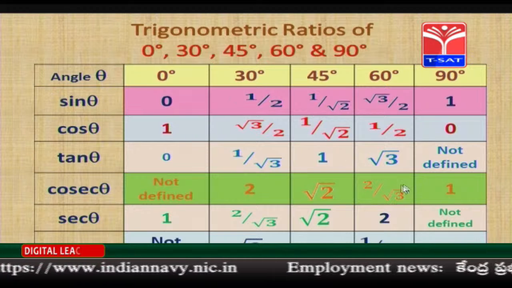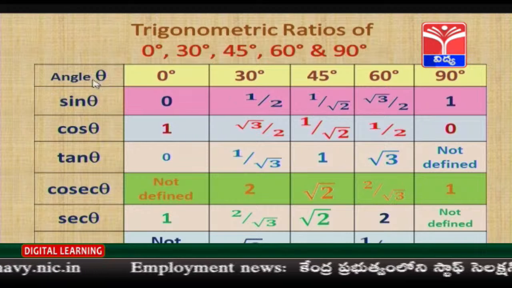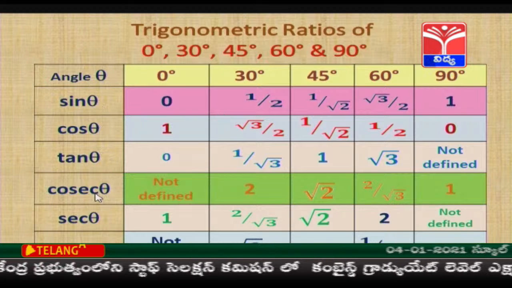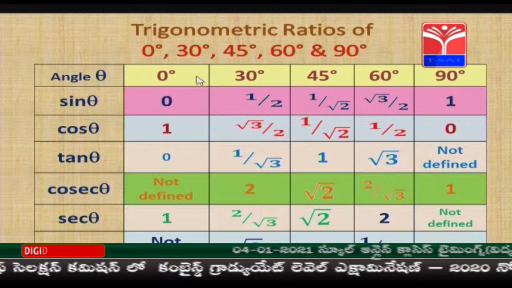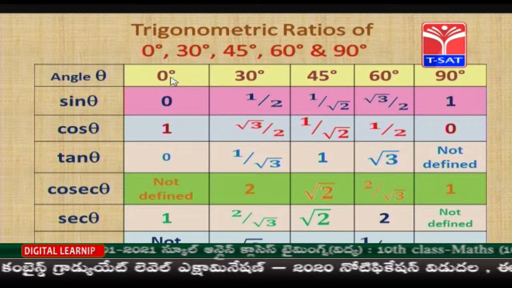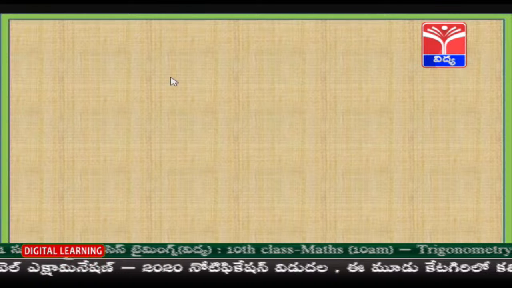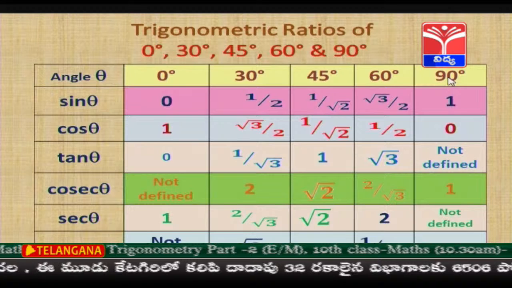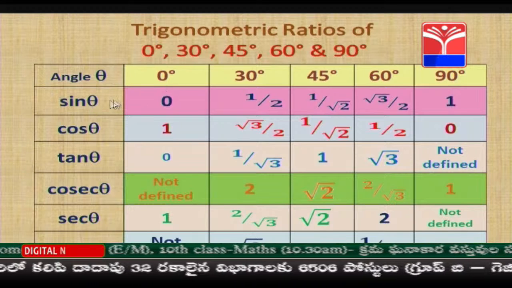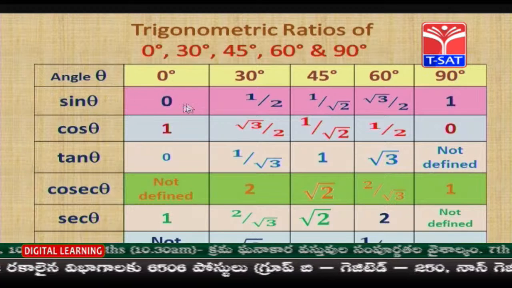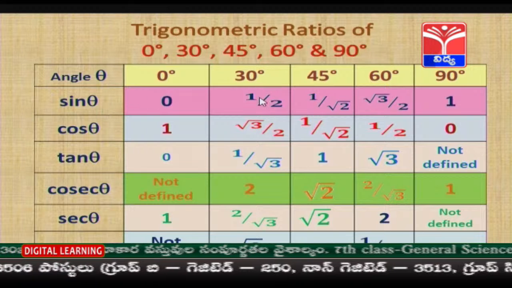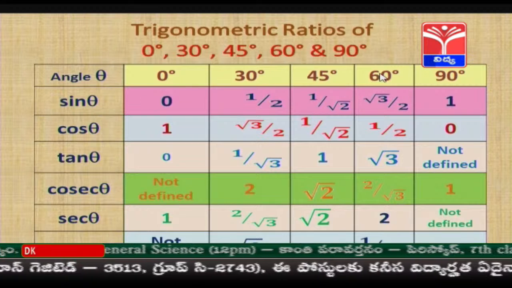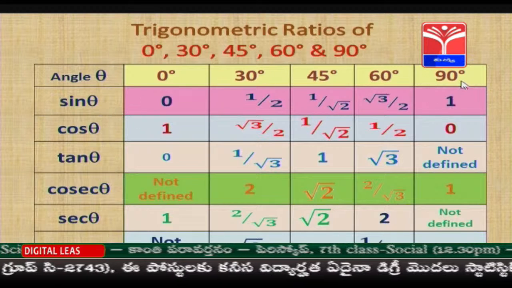Now, when we see the table here, you are able to see the angle theta. So, this is sin theta, cos theta, tan theta, cosec theta, sec theta and cot theta. Now, here you are able to see theta values, that is 0 degrees, 30 degrees, 45 degrees, 60 degrees, 90 degrees. That means, the sine of 0 degrees is 0, sine of 30 degrees is 1 by 2, sine of 45 is 1 by root 2, sine of 60 is root 3 by 2, sine of 90 is 1.